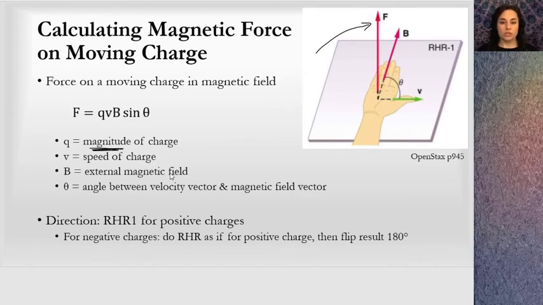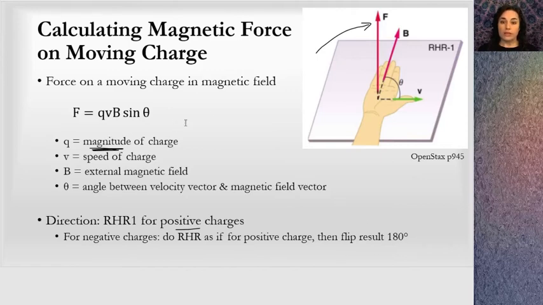There's the speed of the charge, this external constant magnetic field. It's uniform in this region. Whatever the magnetic field is, we assume that it's all in that region and it's completely uniform. And then theta is the angle between the velocity vector and the magnetic field vector. It's not just whatever angle you're given in the problem, so please beware of distractors or the information you're given in the problem, and you will want to draw a picture of these vectors when you do these problems. Right-hand rule for positive charges. For negative charges, do right-hand rule as if for positive charge, then flip your result 180 degrees.